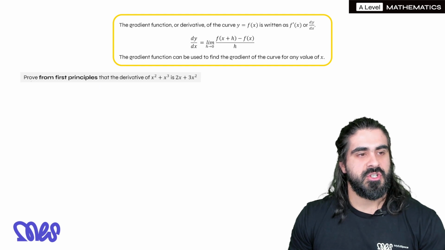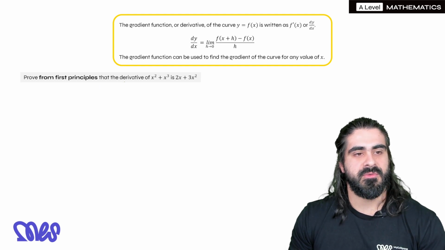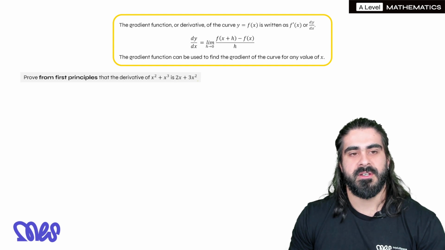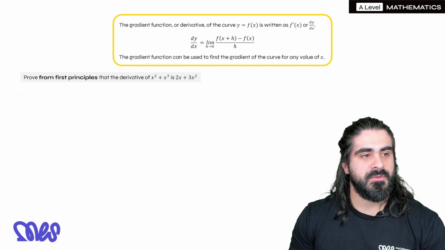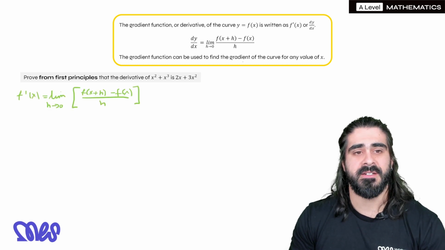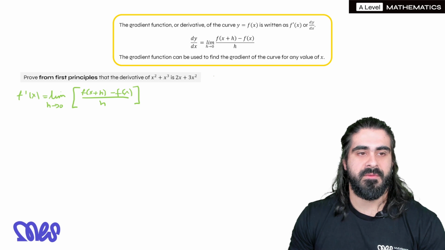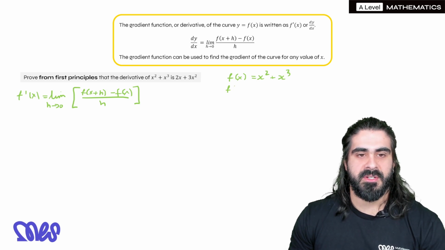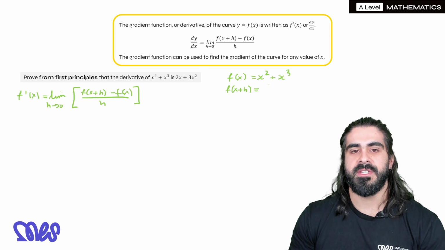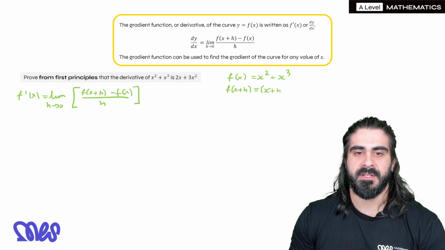So here's a standard question. Prove from first principles that the derivative of x squared plus x cubed is 2x plus 3x squared. So we have our first principles formula. Now what I like to do here is first say what f of x is. So f of x is x squared plus x cubed. And then what is f of x plus h? Because then we're just going to sub it in, right? So f of x plus h is wherever you see x, you replace it with x plus h.